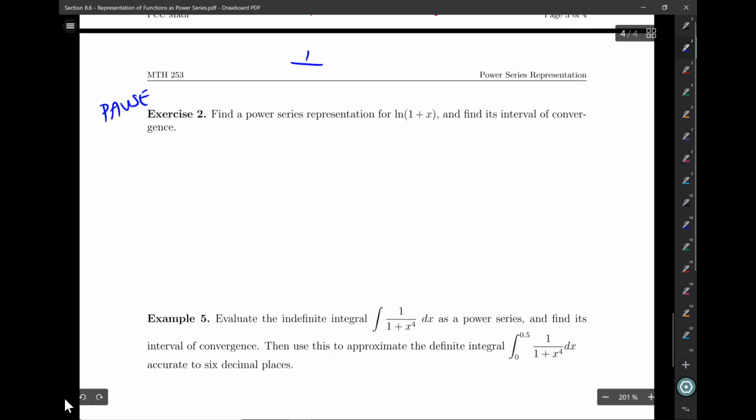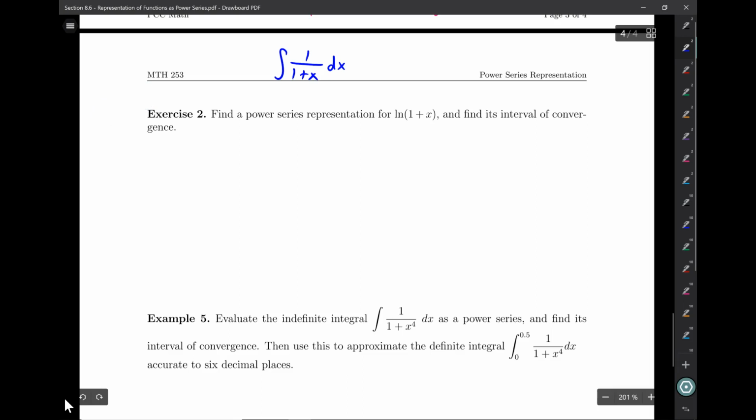Consider the fact that we can make the power series representation for 1 over 1 plus x relatively easily, and then we can use the integral to create natural log of 1 plus x. Okay, so if you haven't paused it already, go ahead and pause and give it a try now that you have that hint. All right, welcome back. Let's go ahead and see how that one went.